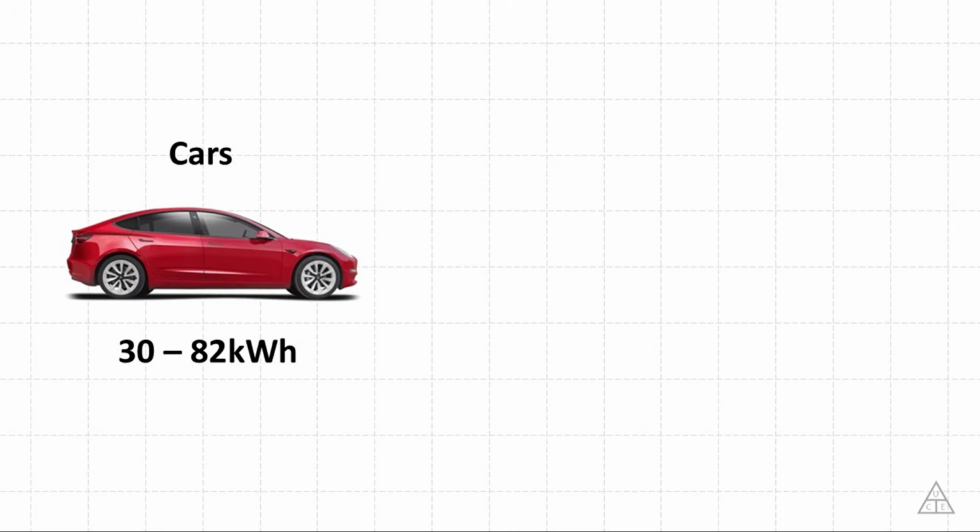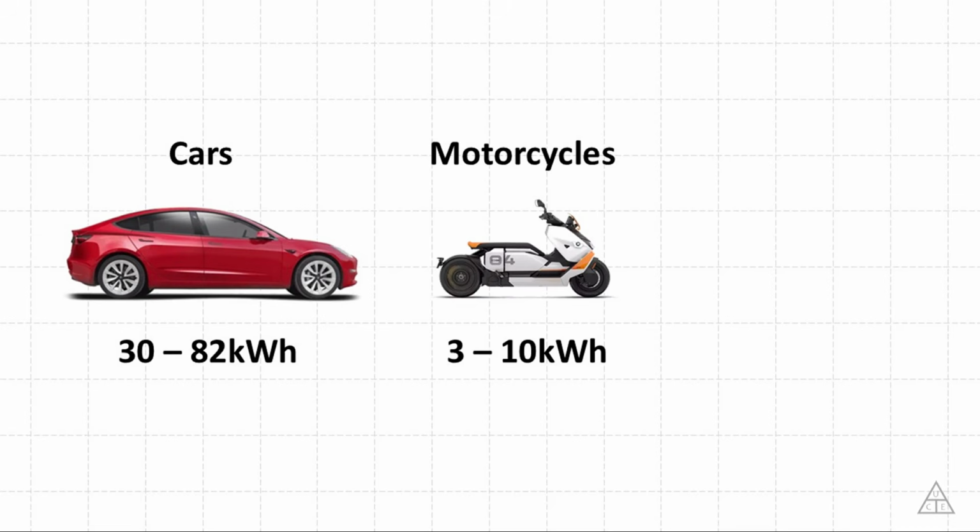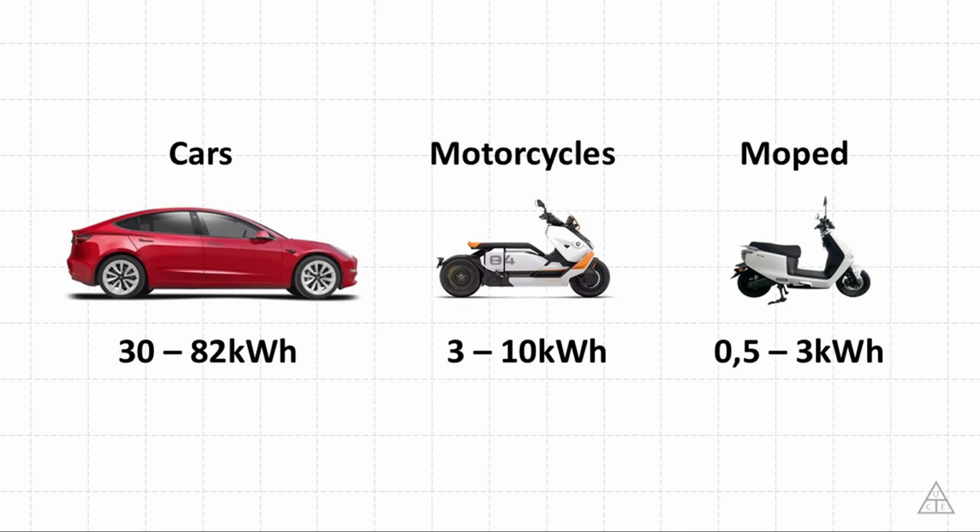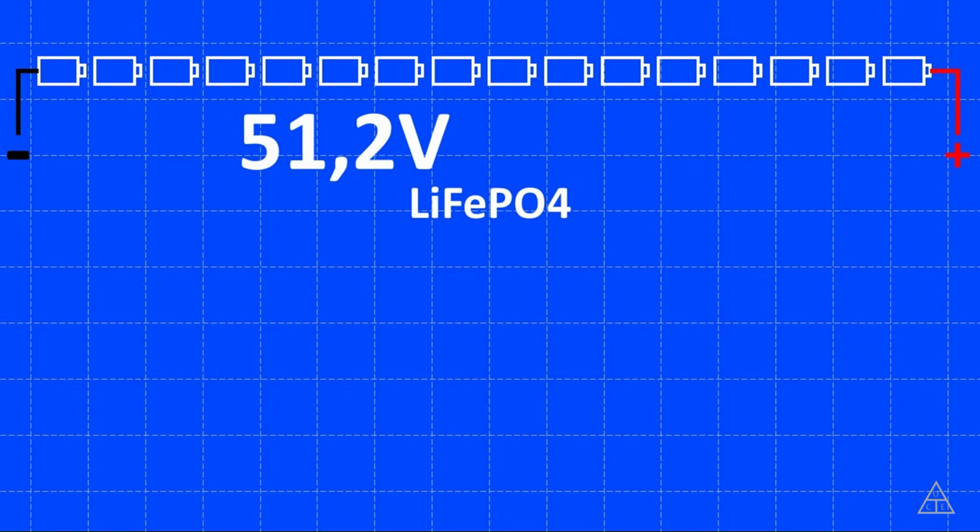Another important point for our battery pack is to define the capacity of it. A good way to define the capacity of your battery pack is to look at the average of the usual commercial vehicles that we see on the market. Let's take cars as an example. They are on the heavy side of EVs, and they usually have a battery capacity from 30 to 82 kilowatt hours. Motorcycles weigh a lot less than a car, and they usually have 3 to 10 kilowatt hours of battery capacity. Mopeds are an even lighter version of a motorcycle, and they usually have 0.5 to 3 kilowatt hours of battery capacity. In my case, I wanted to design a battery pack with 1 kilowatt hour.